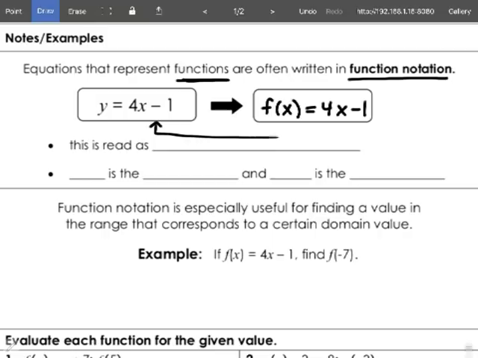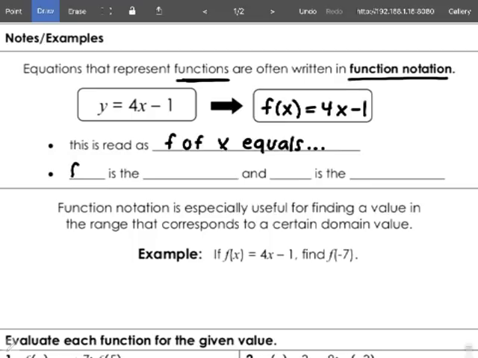So notice that these are the same. The equations are the same. The only difference here is the y is replaced with f of x. So this is read as f of x equals 4x minus 1, which you know that's what it says. It's just a different notation. And when you get into higher math, this is all you're going to see, f of x, okay? But it's the same thing as y, so don't get confused.